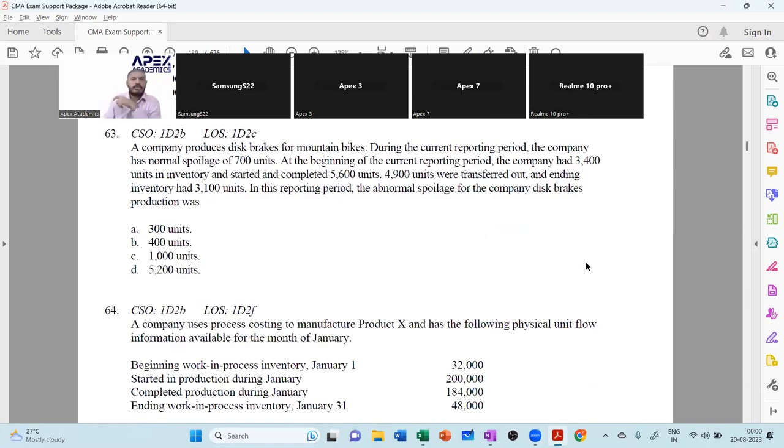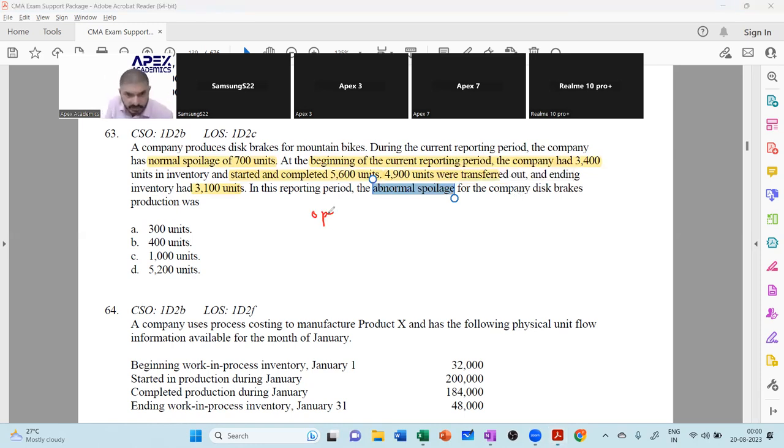A company produces disc brakes for mountain bikes. During the current period, the company has a normal spoilage or normal loss of 700. At the beginning, the company had 3,400 units. It started and completed 5,600, and 4,000 units are transferred out. The ending inventory has 3,100. In this reporting period, what is the abnormal spoilage? So let us see.